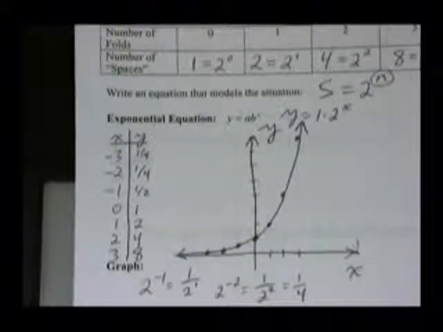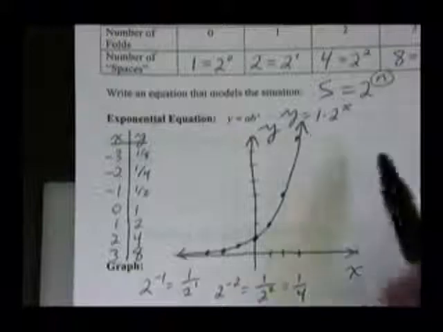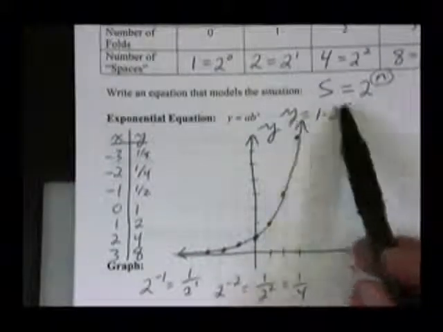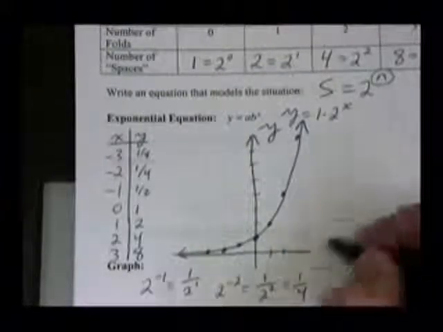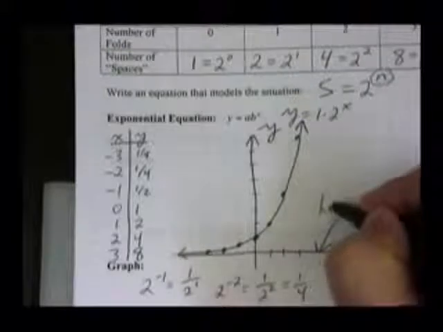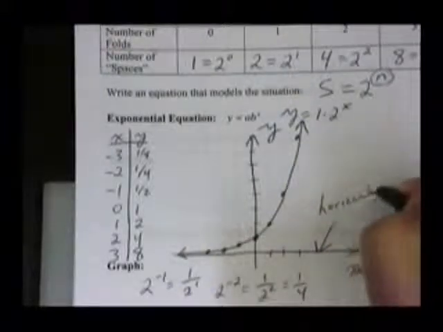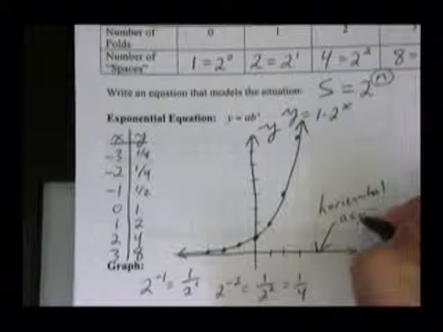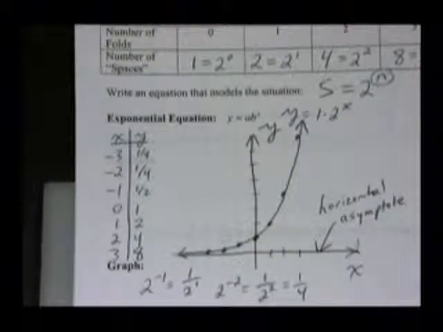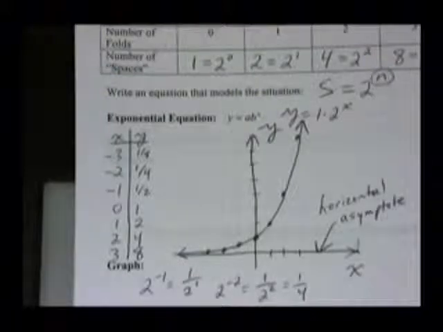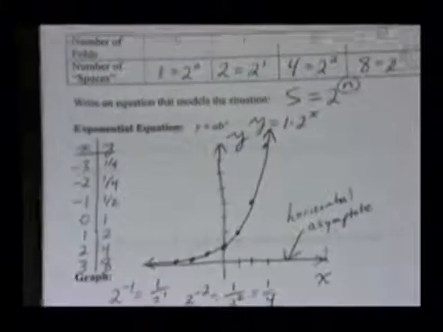And is it ever going to cross the x-axis? Well, if I plug in x values here, am I ever going to get a 0? The answer is no. I'm going to get smaller and smaller values. If I have 2 to the -100, that's 1 over 2 to the 100th, which isn't 0, but it's really, really small. So the x-axis acts as what we call a horizontal asymptote. Okay, horizontal asymptote. So that's what we've got here.